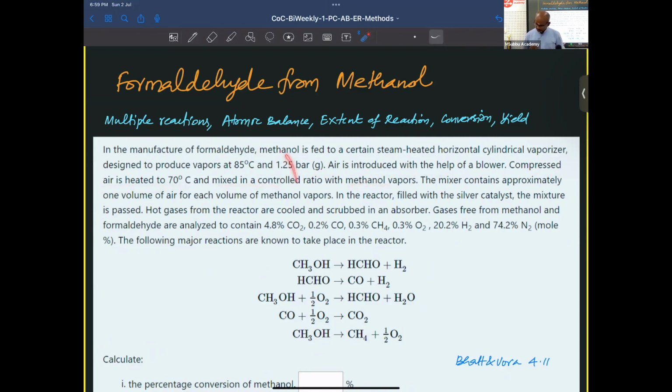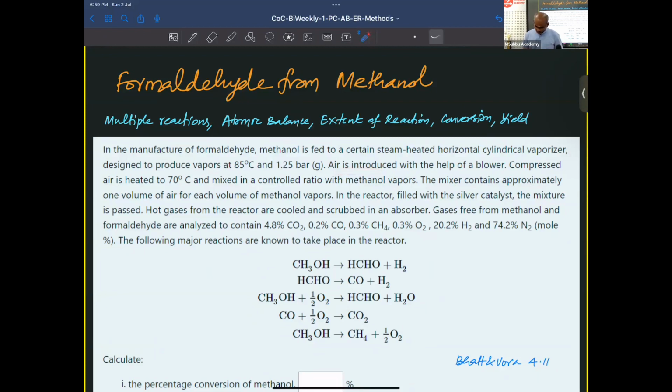Not to worry about these things. Okay, the mixture contains approximately, that is very important. So always we have a feed mixture which is methanol and air. Air is needed because oxygen is there, and the oxygen of this air is reacting with methanol. Okay. So air is okay.